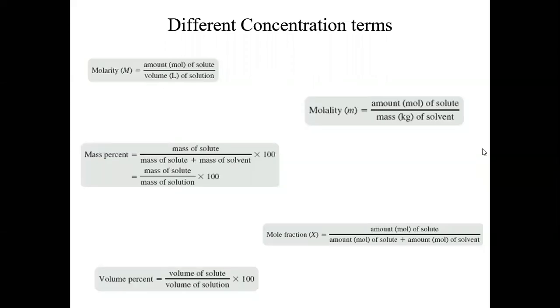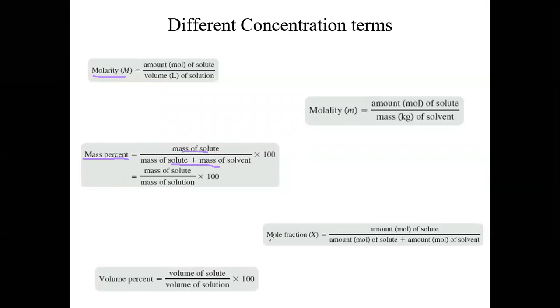So with solutions that we're dealing with in this chapter, we have different units of concentration. Some of them you've encountered before. Some of them are new to you. For example, molarity, you picked up in Gen Chem 1, where it's the moles of solute over volume of solution. We also discussed mass percent in Gen Chem 1, which is the mass of solute over mass of solution, which is the combined masses of solute and solvent.